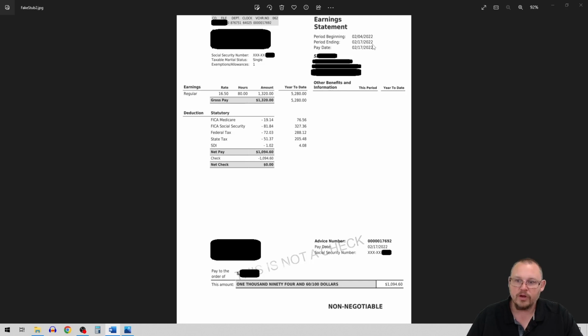The other thing that we noticed on this one that led us to believe that it was fake was, again, the pay period ended on 2/17/2022, and the pay date was also 2/17/2022. That's pretty atypical. The reason I say that is because more often than not, people are not paid on the same day of the week that the pay period closes. Generally, they're being paid for last week's work in the current week.